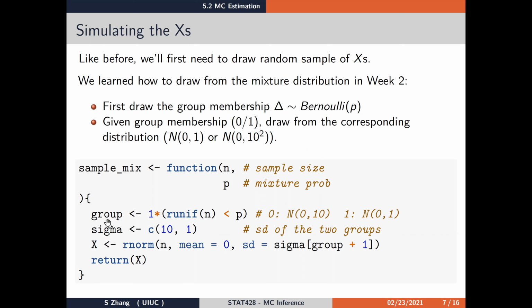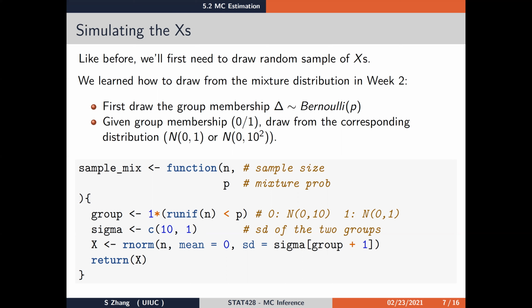Like we said, we first draw the group membership, which is equal to 1 times runif(n) less than p. So this is essentially doing the inverse transform sampling for a Bernoulli distributed random variable where there are just 2 possibilities, 0 or 1. So the group we end up with is going to be a length n vector. If the nth entry is equal to 0, that means that this sample will need to come from the normal 0, 10 distribution. If the corresponding group entry is equal to 1, it means that this person or this sample will need to come from the standard normal.